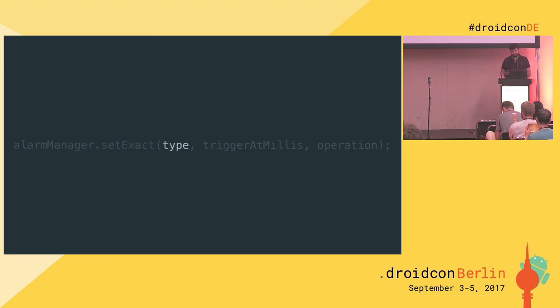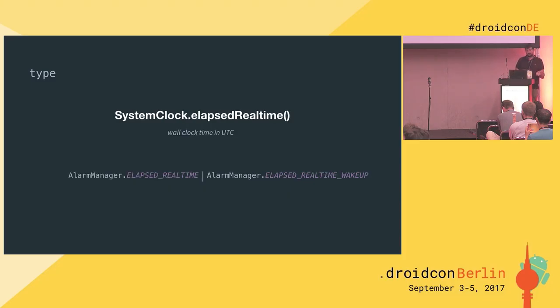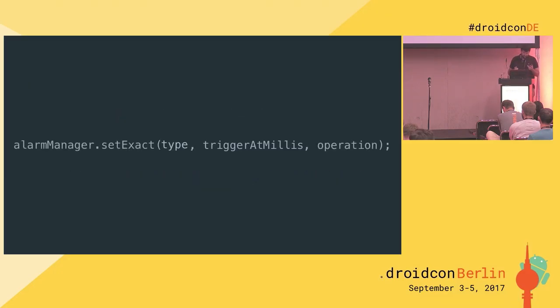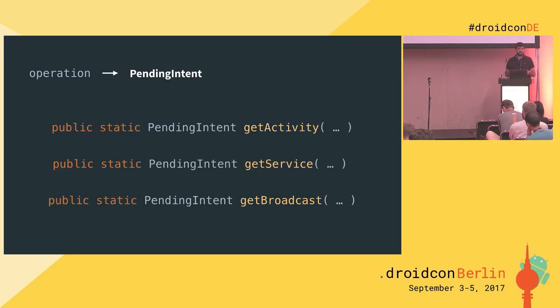Then you have the type. There are two main categories of types. The first one is linked to SystemClock.elapsedRealtime, which is the time since boot, including sleep. And there is System.currentTimeMillis, which is the wall clock time in UTC. Then there is the triggerAtMillis, which is a long in milliseconds. The thing is, you have to be sure that it matches the type you choose. And then there is this operation, which is a PendingIntent. It has a simple API, right? getActivity, getService, getBroadcast.